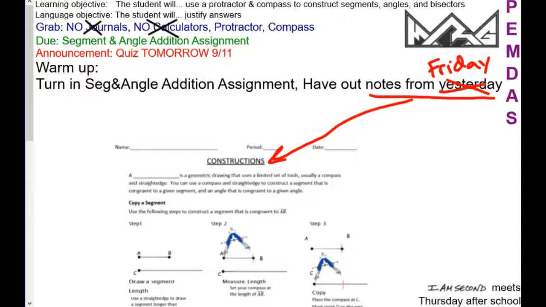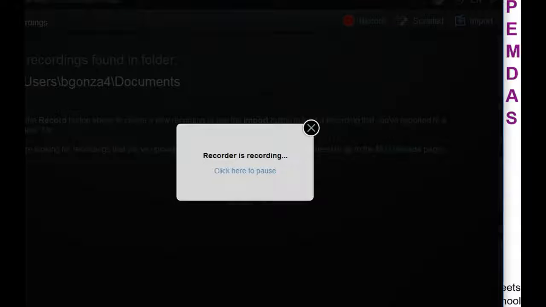Today, we're going to finish our notes on constructions. We are going to be able to bisect an angle today. Yesterday, and I should not say yesterday, I should say Friday, we were able to copy a segment, bisect a segment, and copy an angle. So, we left off on this part of the notes right here.